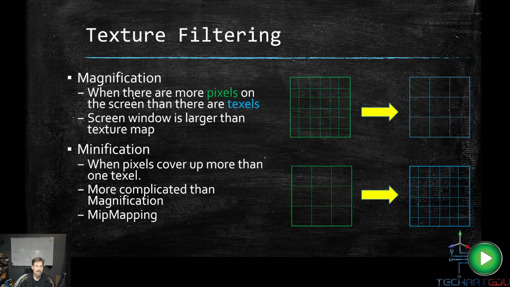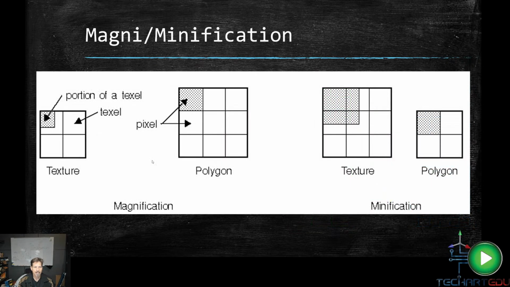Now also, when the pixels are covering more than one texel, what we have to do is minify, or make the texels a little bit smaller in order to fit onto the pixels. That process is called minification. So a lot of times what we're dealing with is magnification and minification. And here's a little graphic of where we're magnifying things. We have our portion of the pixel, and then we blow that up in order to magnify it to fit within our texel.